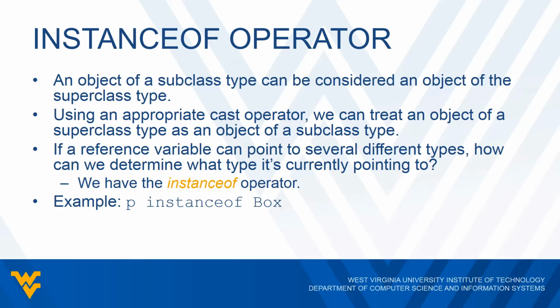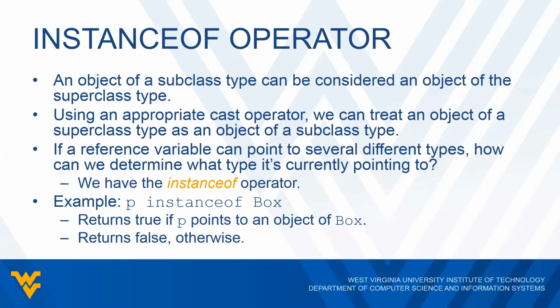So what we're doing here is we're asking, at this point, is the reference variable p an instance of the class Box? So this is going to be a Boolean operator. It will return true if p does actually point to an object of the Box class. If it doesn't, if it points to something else, maybe in this example p points to an object of the Rectangle class, it's going to return false.